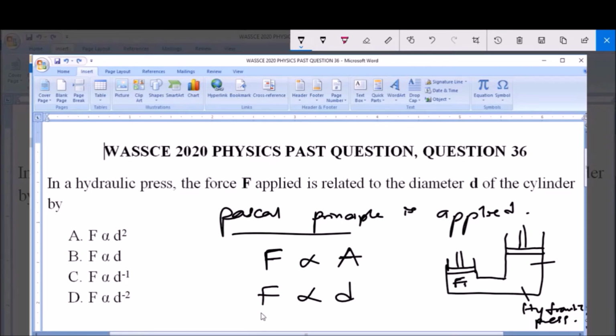So therefore the force in a hydraulic press is directly proportional to the diameter of the cylinder of this hydraulic press, and that is option B. So option B is the answer to this question.